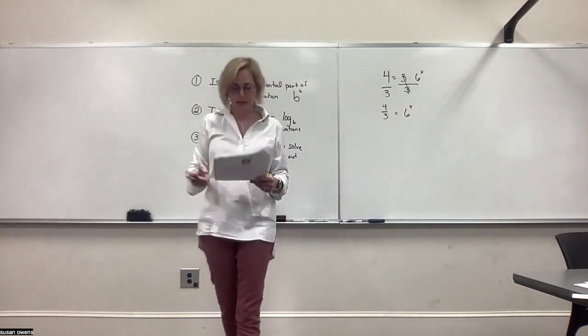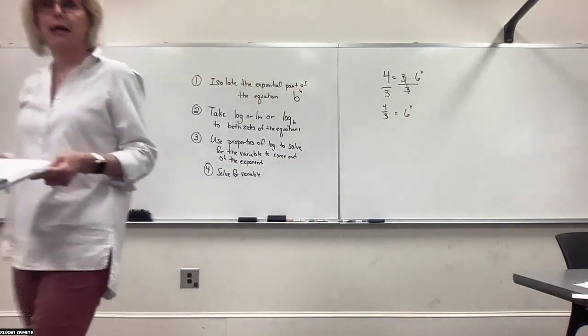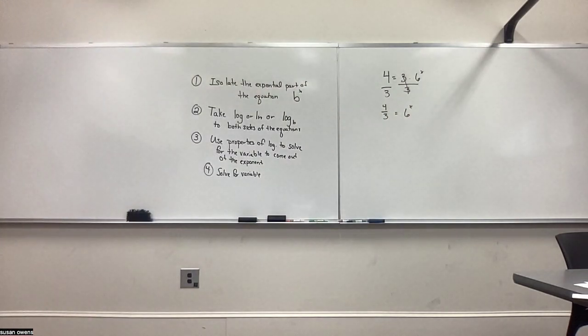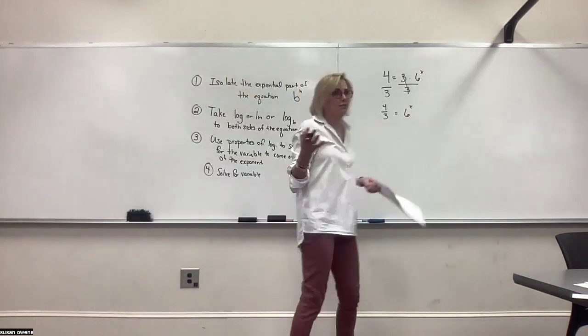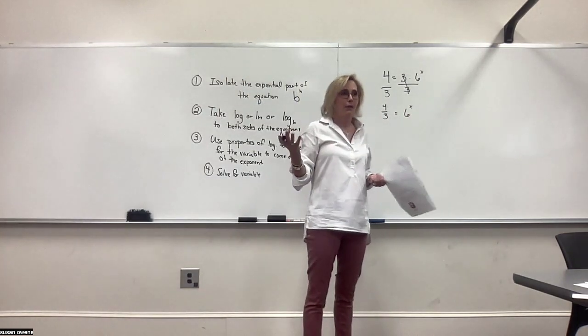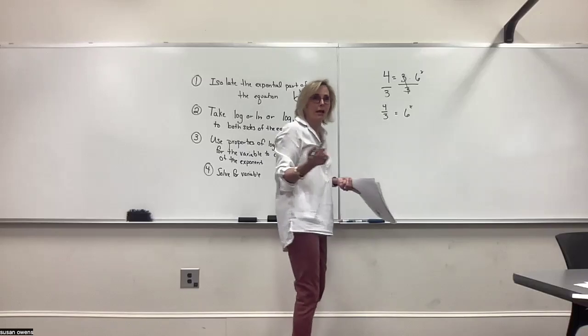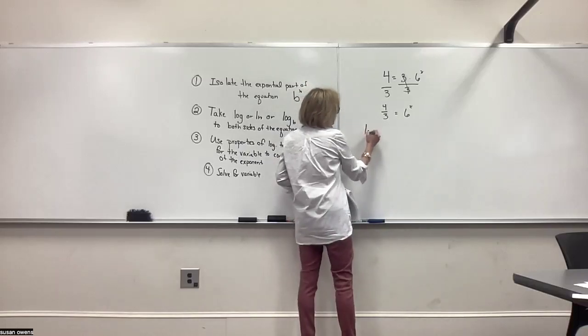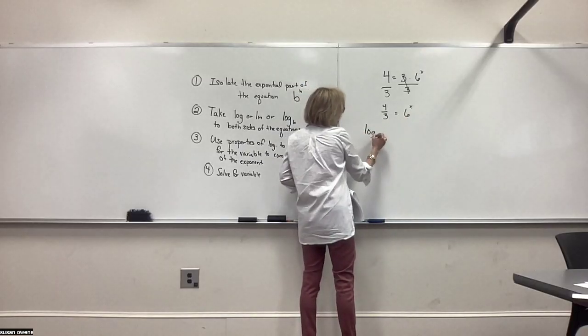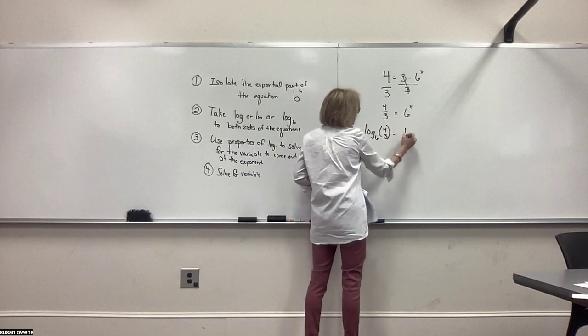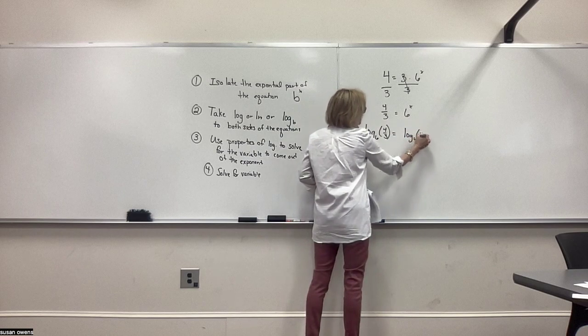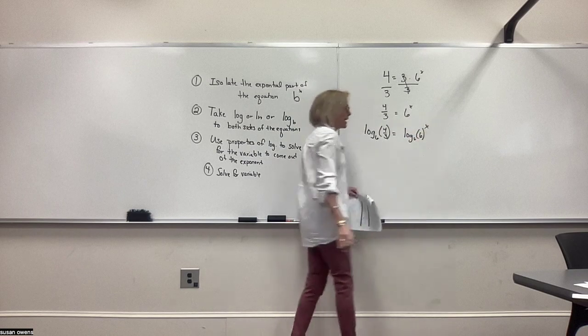Okay. So here's where we may part ways in the way that we solve it. Some of you might take the natural log of both sides. Some of you might take the log of both sides, base 10. Some of you might take a log base 6. Since we have that change of base on our calculator, I would do the log base 6. It's one less step, right? So if I do this, I'm matching this base. So log base 6 of 4/3 is equal to log base 6 of 6 to the x.